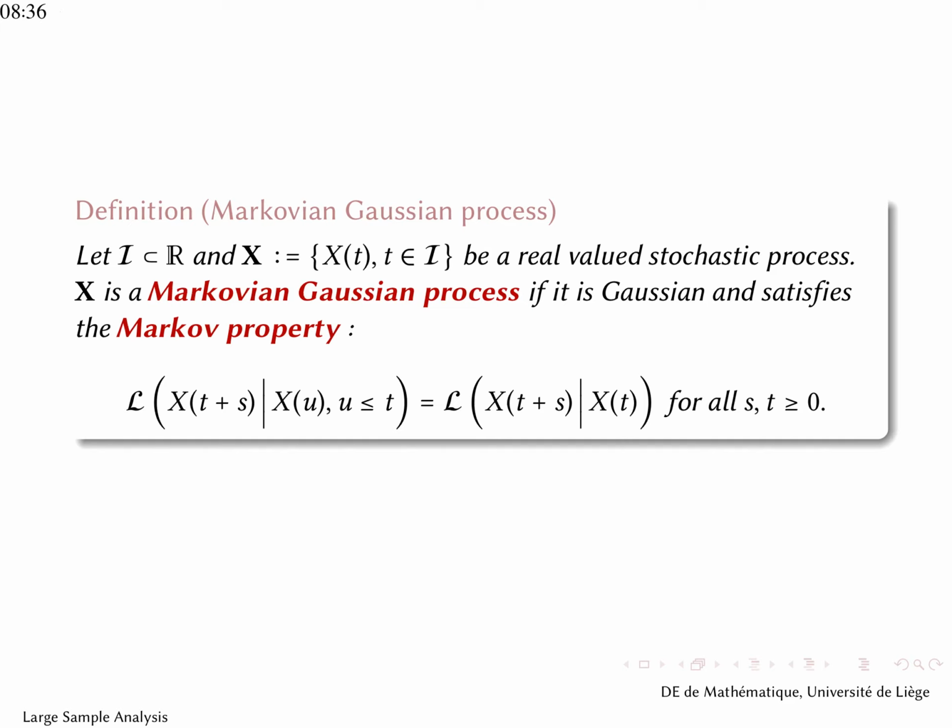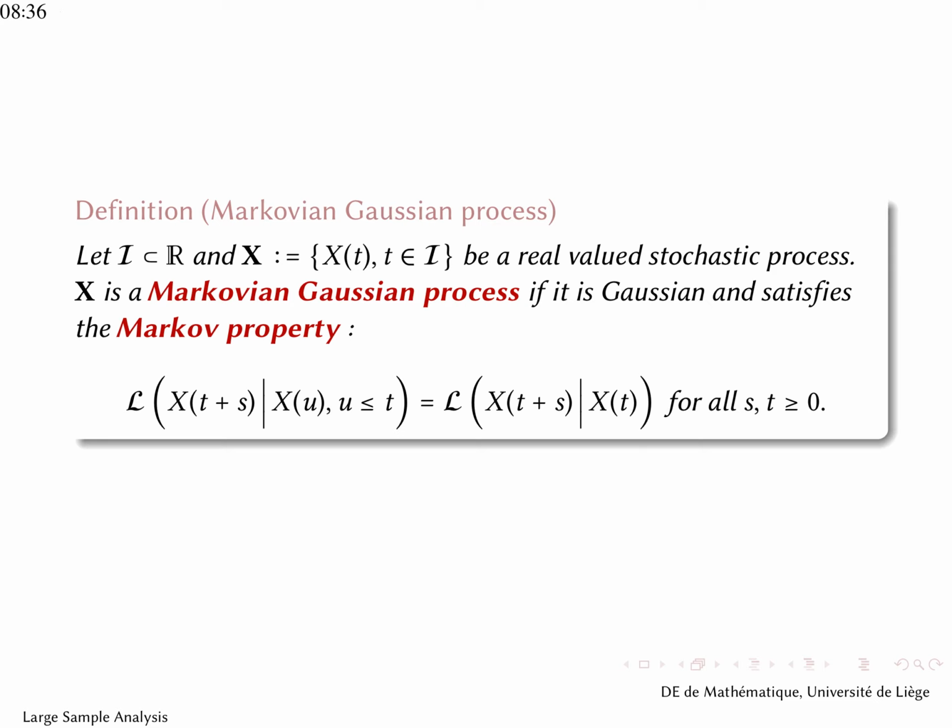Let's take the same settings as before. So we have an index set I, which is a subset of the real values. We have a real valued stochastic process. Then this real valued stochastic process is called a Markovian Gaussian process if it is a Gaussian process that also fulfills the Markov property. And the Markov property is basically just saying that the evolution of your Markov process in the future will only depend on your present state and not on the past history.